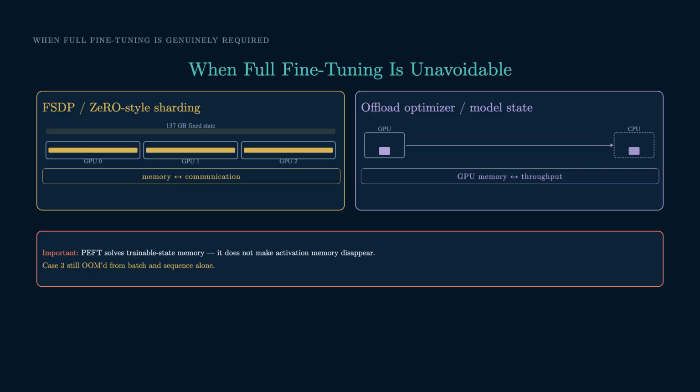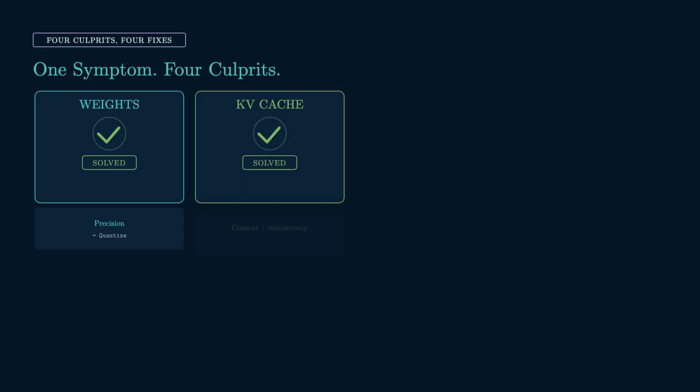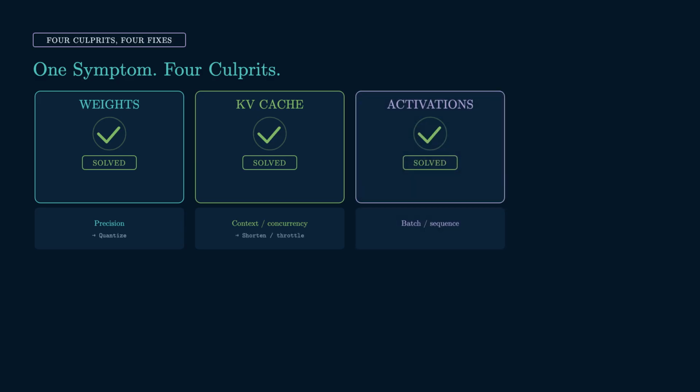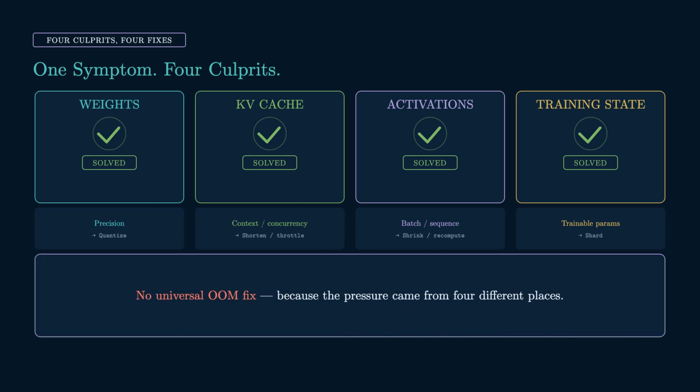Case 3 proved that. For four suspects, four verdicts. Weights grow with precision, so you quantize. KV cache grows with context and concurrency, so you shorten or throttle. Activations grow with batch and sequence, so you shrink the workload or recompute. Training state grows with trainable parameters, so you use adapters or shard. There's no universal fix, because the pressure came from four different places.